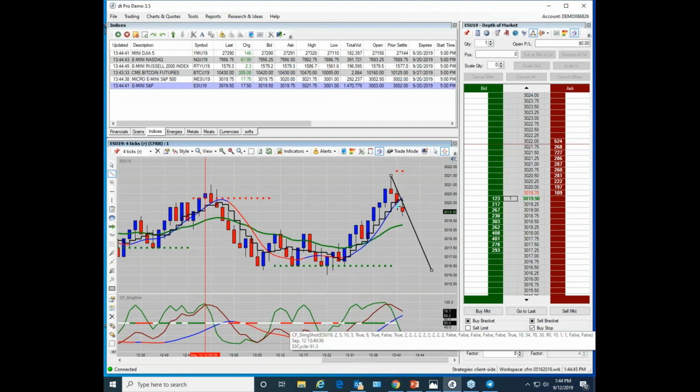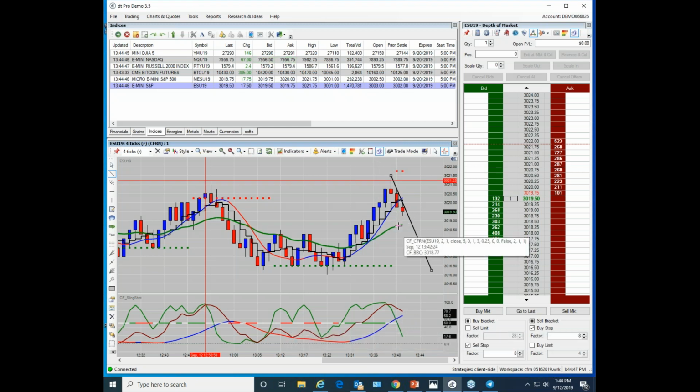So why am I drawing the trend line? Because we don't know if it'll get back to the BBC. If it closes above that trend line, then hey, this thing has a lot of momentum and we want to try to jump on it.